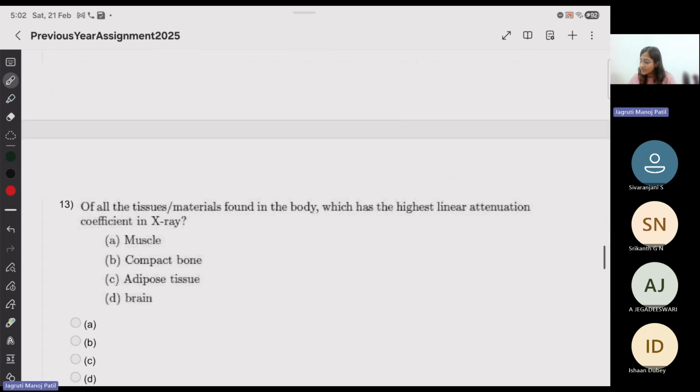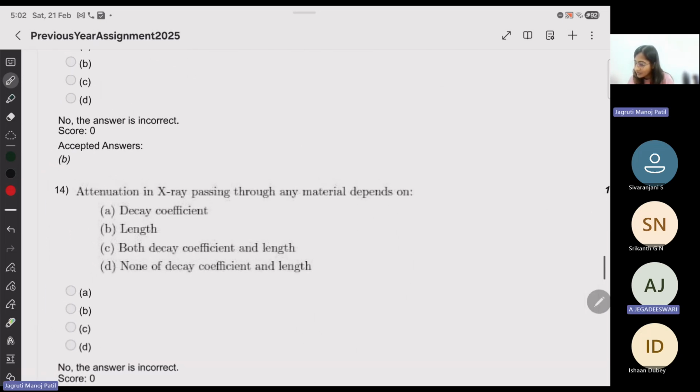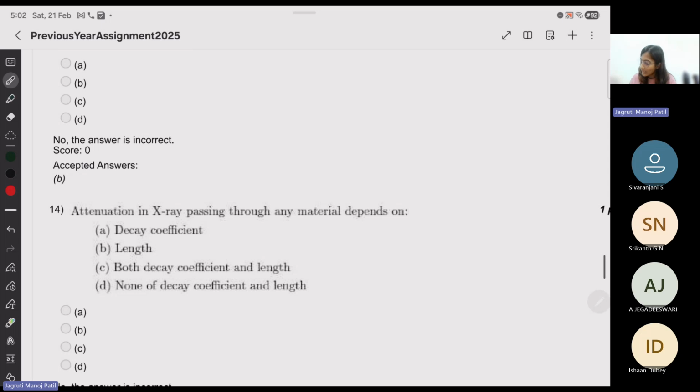So of all the tissues and materials found in our body, which one has the highest linear attenuation in X-ray? Compact bone. Attenuation in X-ray passing through any material depends on what? It depends on both factors, the attenuation coefficient mu and the length L. Whereas CT doesn't depend on the length, so it's only dependent on mu.